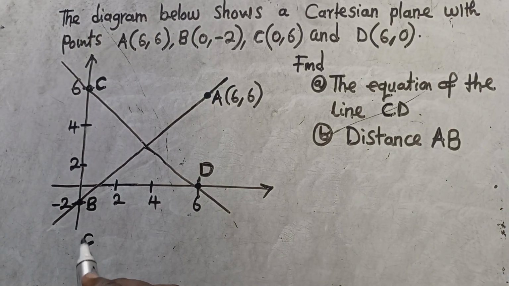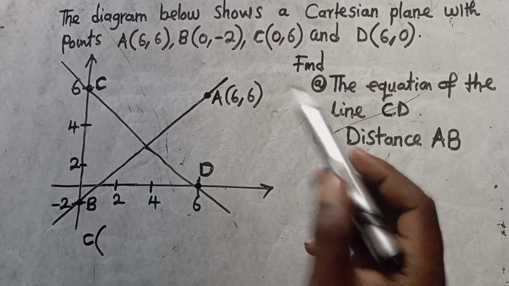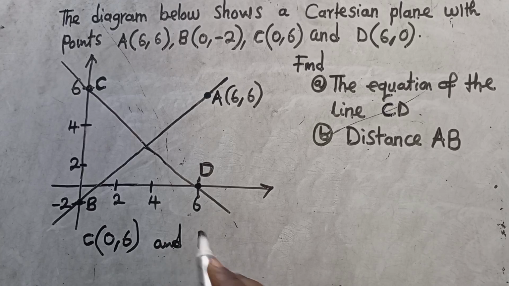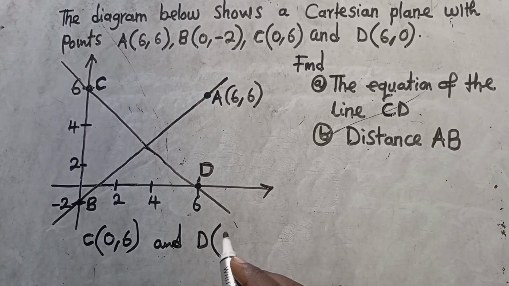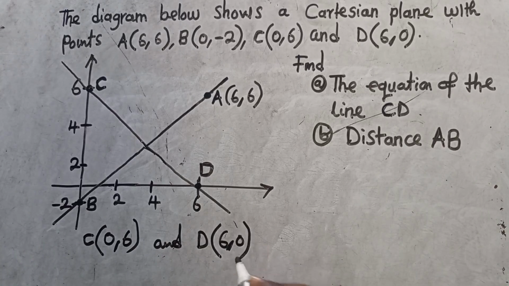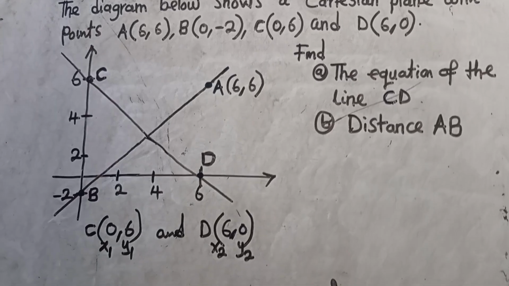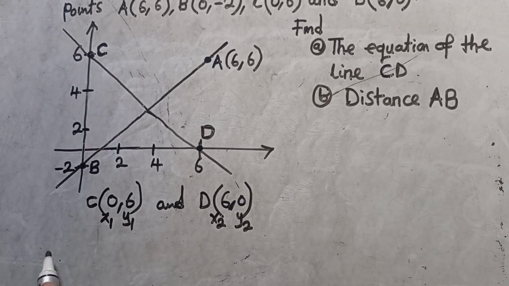The good part is that the points are given. This is so simple because I'm given C, that is (0, 6), and D is (6, 0). That is what I'm given. So I need to find the gradient. How do we find the gradient? I'm going to say this is x1, this is y1, this is x2, that is y2. So I find the gradient by using this particular formula.